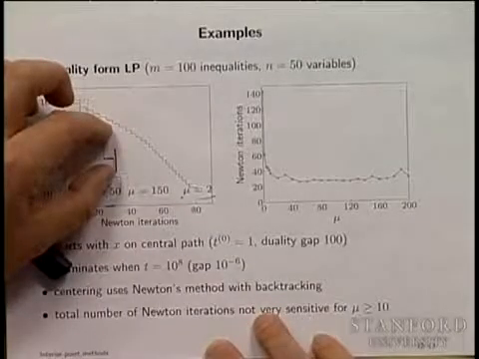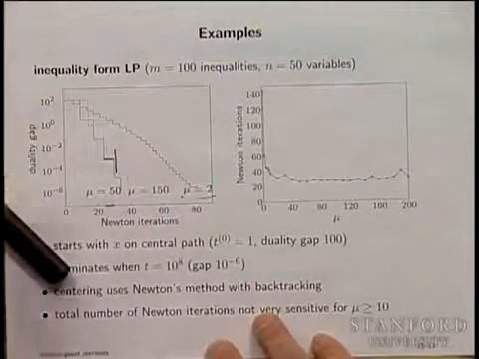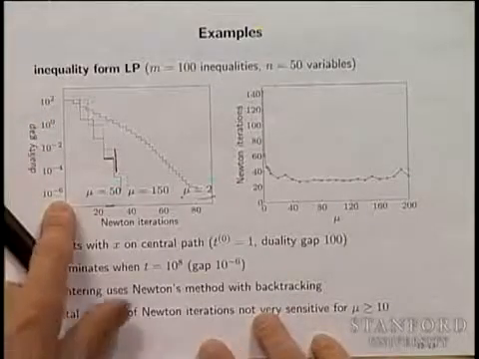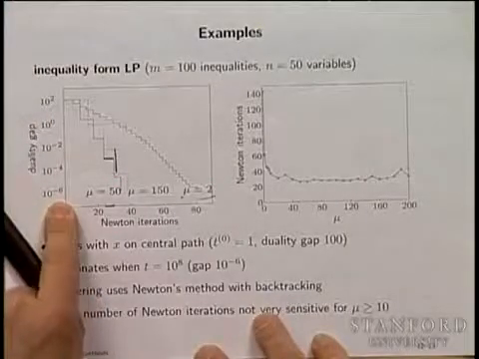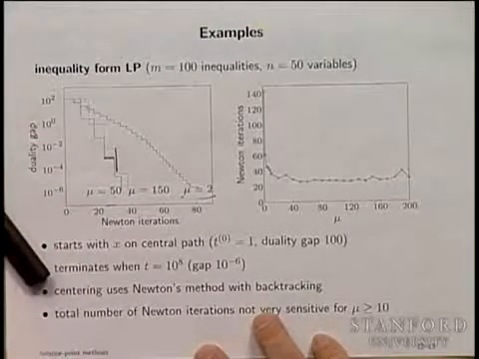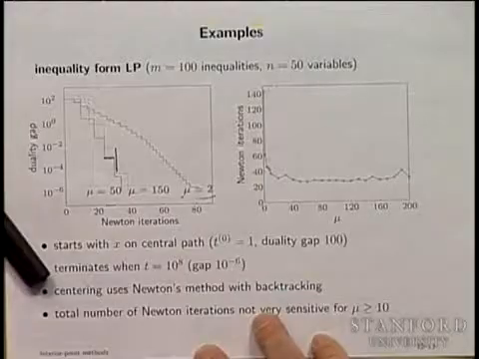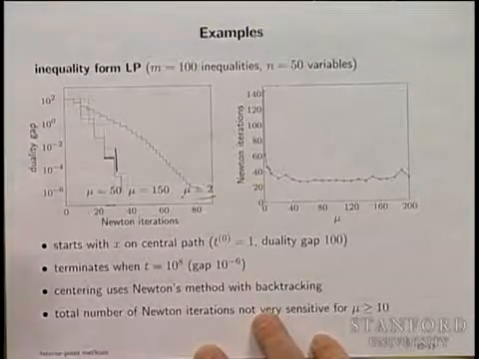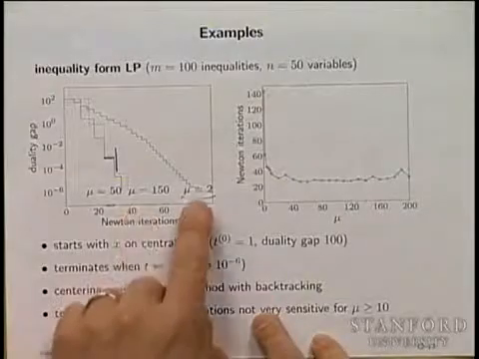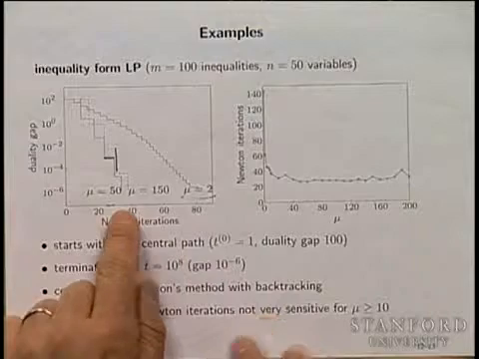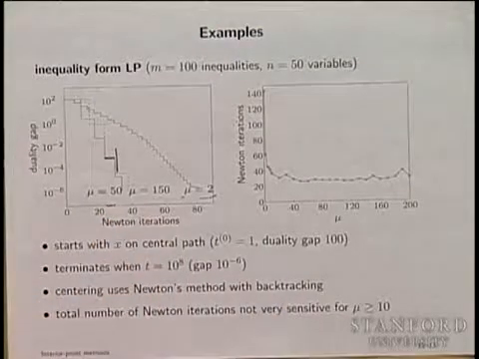That's really what you want, because when you start with a duality gap of 100 and you want to reduce your duality gap, which is your ignorance, by a factor of 10 to the 8, then somehow you have to reduce your ignorance by a factor of 10 to the 8. And you have to do that in some number of Newton steps. You can see here, at mu equals 50, it's actually down. By the way, that number is like 30-something steps.